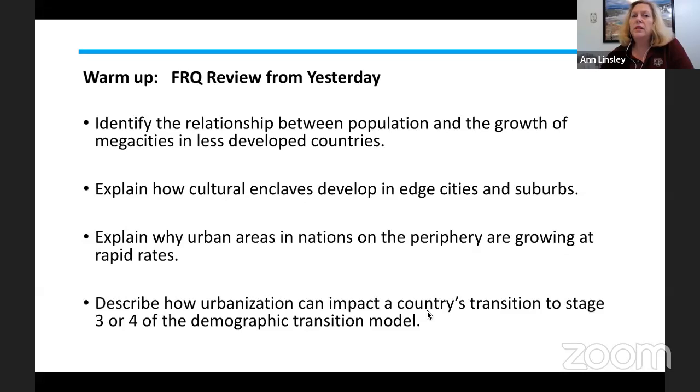So how does urbanization, increased growth of cities, bring a country to higher levels of development? Think about the demographic transition model. You had that in the population unit. Hopefully at that time you talked a little bit about the development that went along with it to pull those different stages along, and what development looks like in countries at those stages.